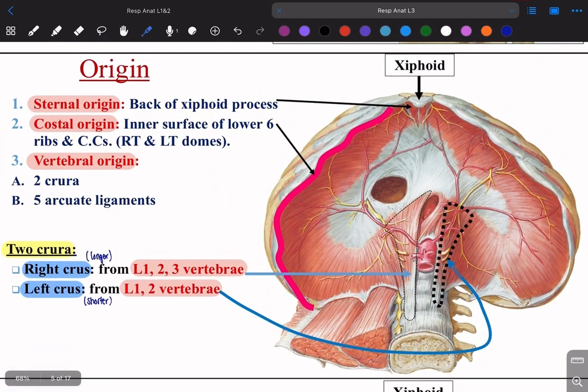We said the first origin is the sternal origin, the back of the xiphoid process. Then we have the costal origin, which is the inner surface of the 6 lower costal cartilages and ribs.